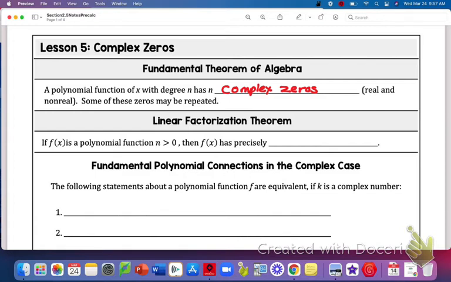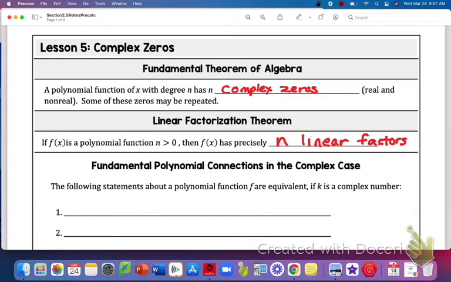The linear factorization theorem says if f of x is a polynomial function with n greater than 0, then f of x has precisely n linear factors. So if we have something to the fourth degree, then we should be able to write out 4 linear factors. If we have something to the third degree, we should be able to write out 3 linear factors.